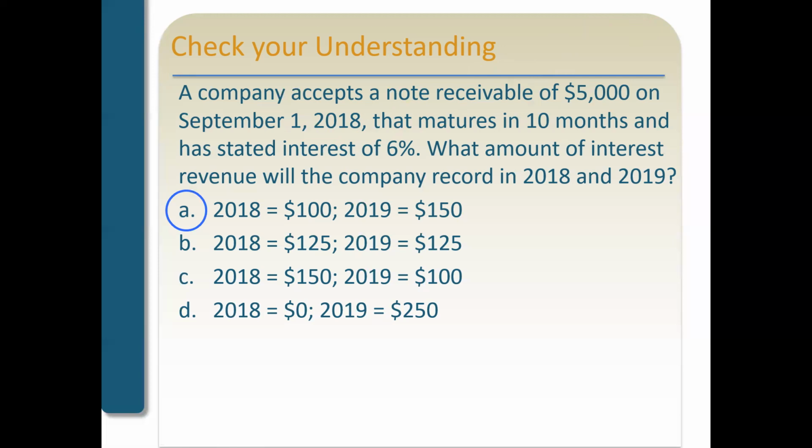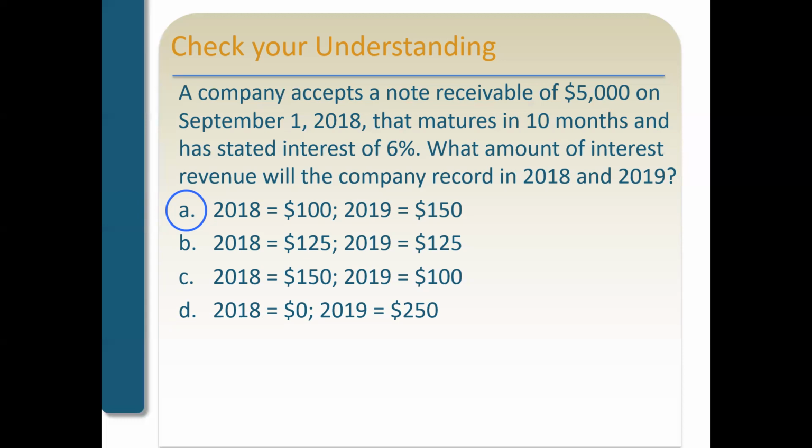So $5,000 times 6% times 4 months out of 12 months. Because remember, it's always annual. 6% is an annual amount. Okay, yeah, that's where I got it wrong, the 4 out of the 12. So instead of doing 10 out of 12, did you do 6 out of 12? Because how many months are in a year?